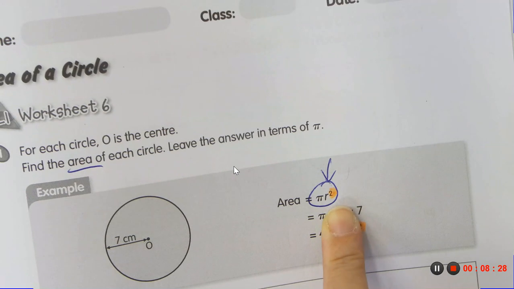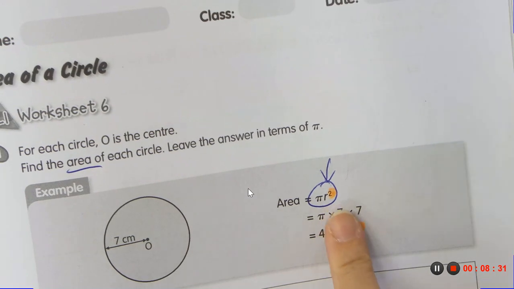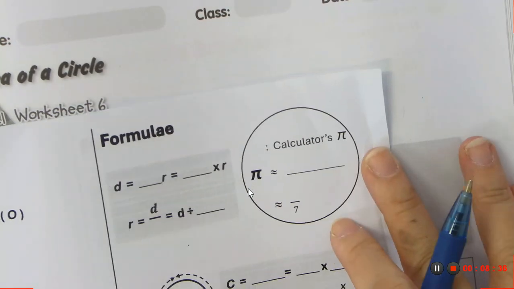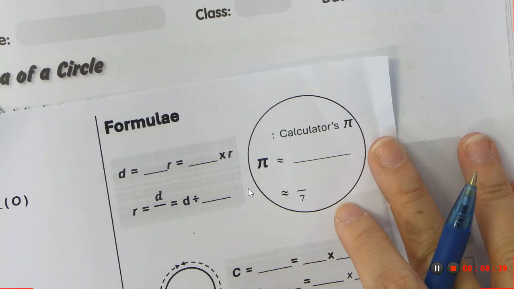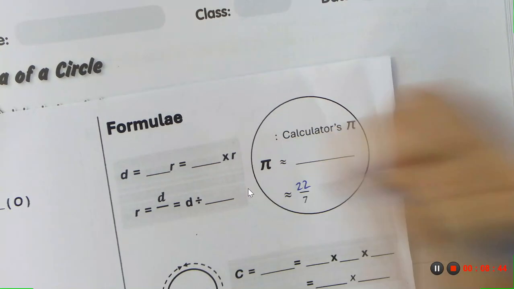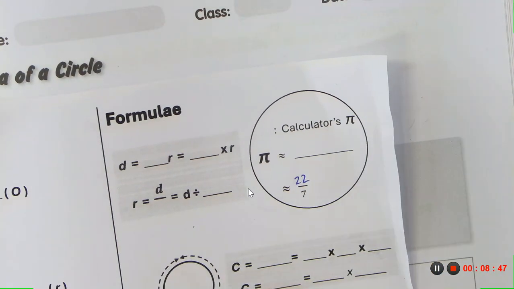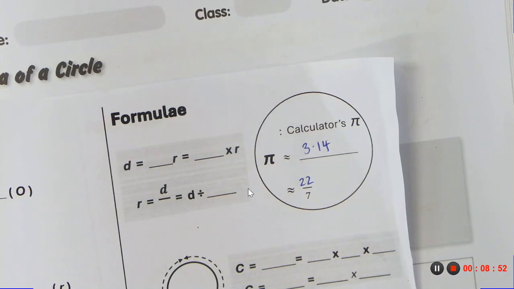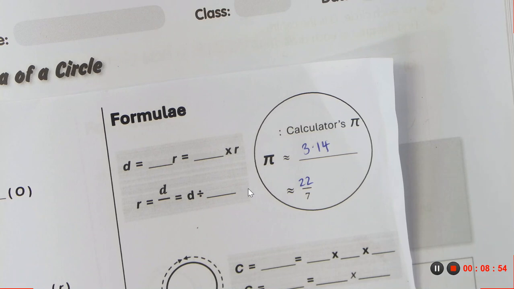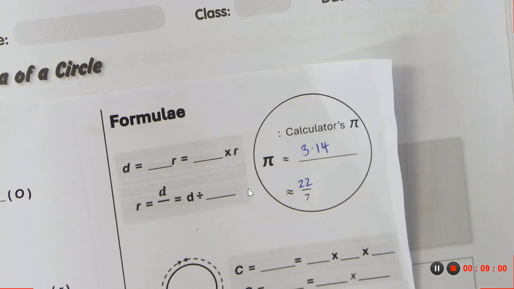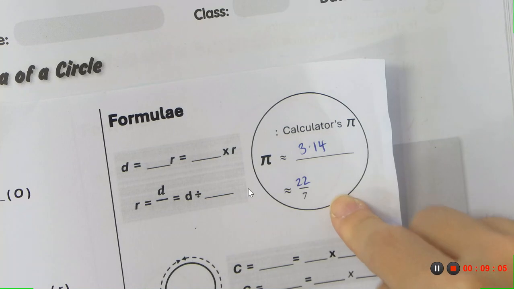Okay, now I realized that in my formula sheet, I mentioned the calculator's pi, right? And then there's another pi. What's the other pi? 22/7. And then the last one is 3.14. So these are the pi that we are going to use at primary 6. Actually, there's one more that I didn't write in here, and it is actually the most accurate of everything.